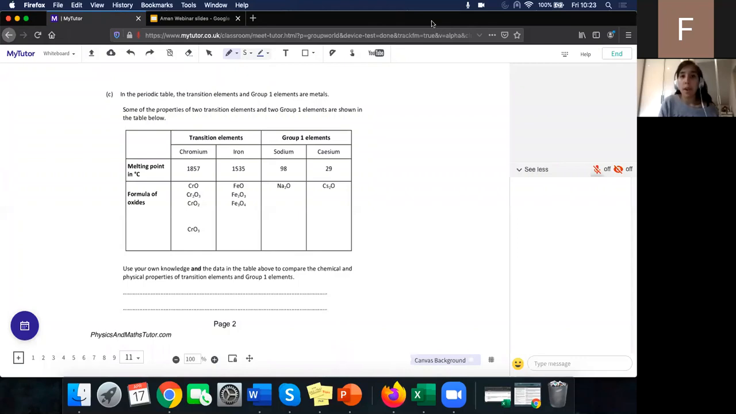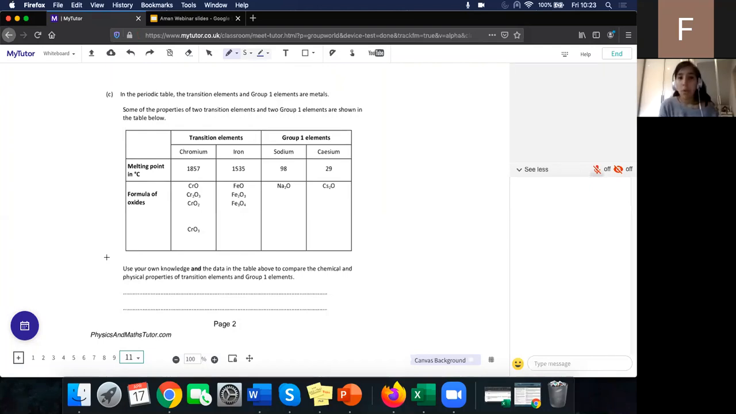Okay, in the periodic table, so this is one of the typical exam questions that you would get now, comparing transition metals. In the periodic table, the transition elements and group 1 elements are metals. Some of the properties of true transition metals and 2 group 1 elements are shown in the table below. Use your own knowledge and data in the table above to compare the chemical and physical properties of transition elements and group 1 elements. So this is a 6-mark question, so we need to compare the chemical and physical properties.